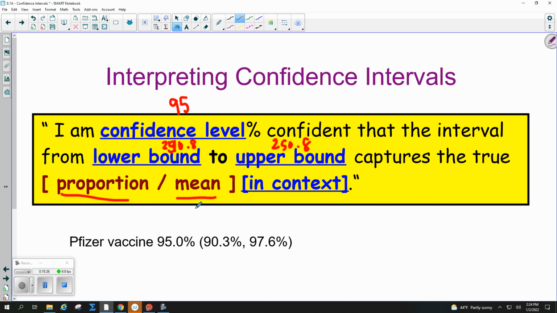So last year they told us that the Pfizer vaccine was effective here. We were 95% sure that it was effective, and its efficacy was between 90.3% and 97.6%. If you guys need to pause it, make sure you pause it. This sentence is super important.